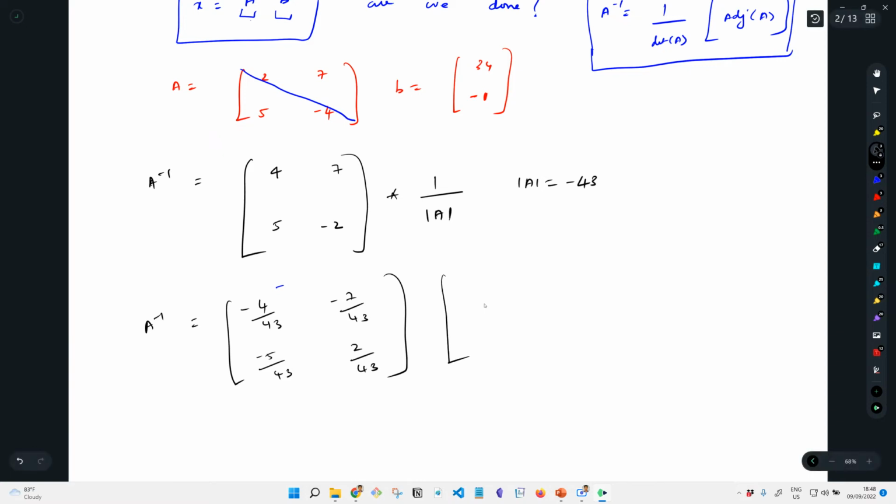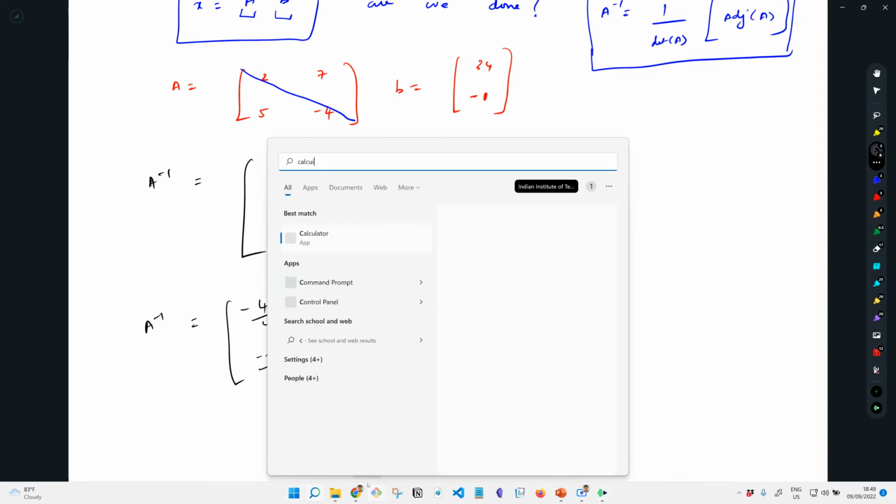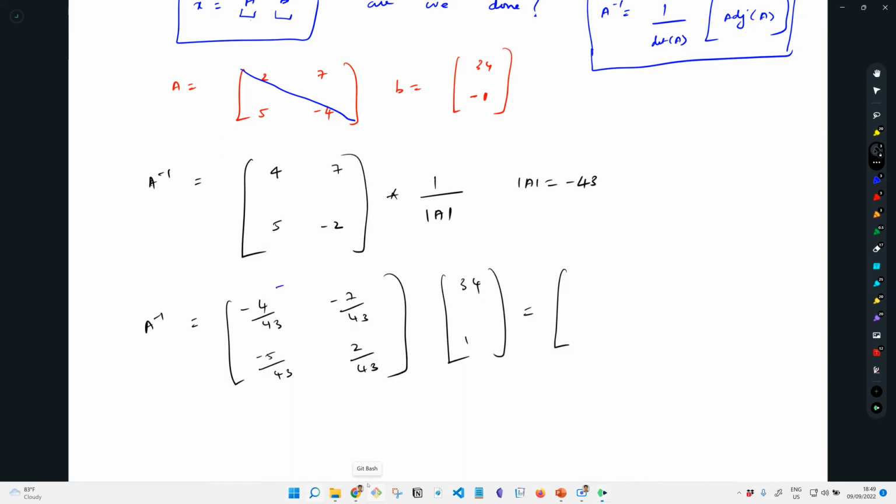Okay. Now, to this A inverse, when you multiply B, that is 34 and 1, you get X. Can somebody quickly do the multiplication? Or, yeah, let me use a calculator maybe. So 34 and minus 1. Minus 5. Is this correct? I think so.